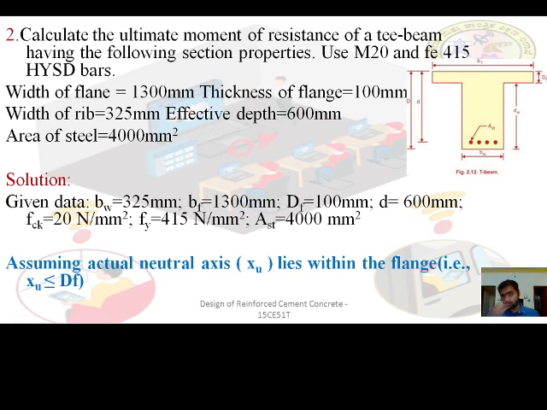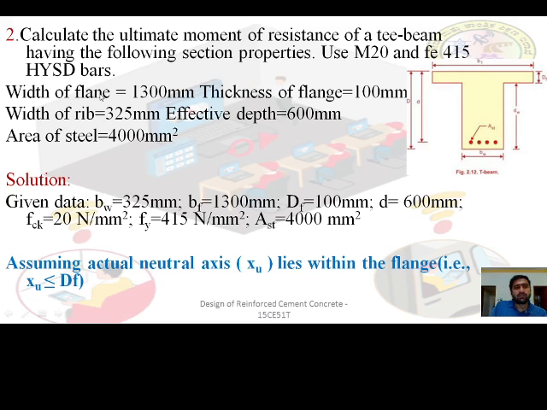So come to the next problem. Here we have to calculate once again the moment of resistance of the T-beam. I have the following sectional properties. Grade of concrete is M20, and I think I told steel, Fe 415 HYSD bars. So steel grade is 415.